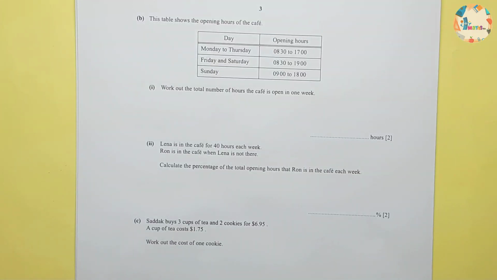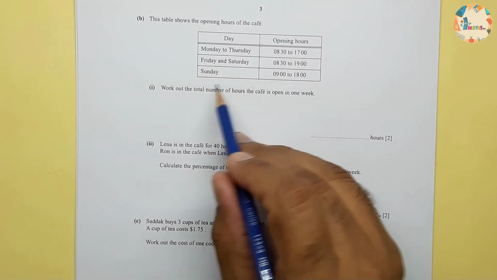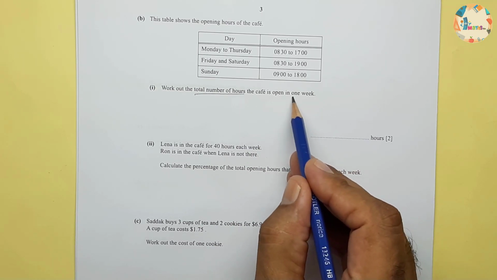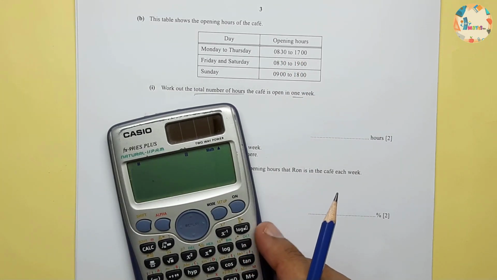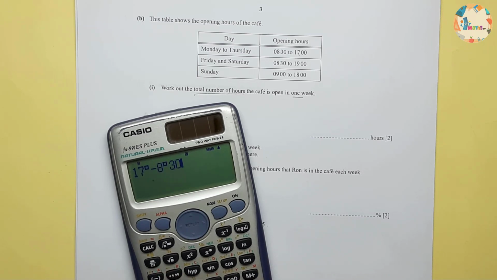Next, part B. This table shows the opening hours of the cafe. Monday to Thursday, this is the time. For Friday, Saturday and Sunday, timing is given. Work out the total number of hours the cafe opens in 1 week. So we can check the difference with the calculator. 17 hours minus 8 hours and 30 minutes.